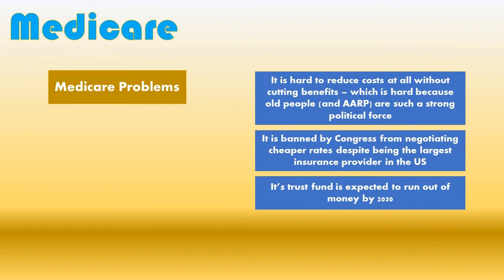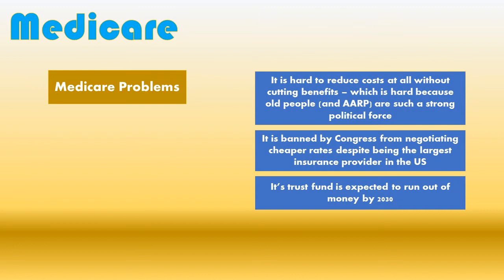Congress passed a law that prevents Medicare from negotiating for cheaper rates. This is how insurance companies work. An insurance company might have thousands and thousands of customers, and they negotiate with doctors and hospitals for cheaper rates, and then the insurance company pays those cheaper rates.